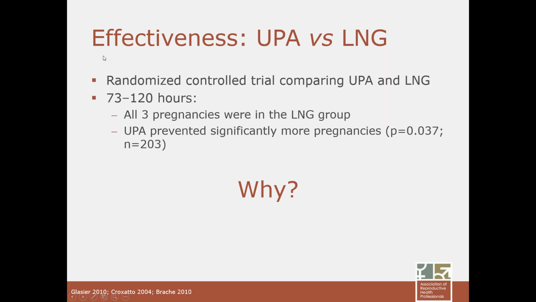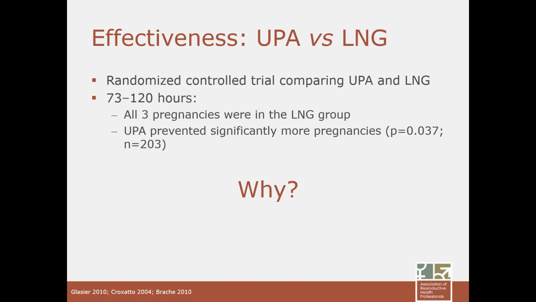So if we think now about the effectiveness of Ulipristal versus Levonorgestrel, the two more commonly utilized pill forms of emergency contraception. Ulipristal appears to be more effective than Levonorgestrel in a randomized clinical trial comparing the two regimens. UPA prevented significantly more pregnancies than did Levonorgestrel. So in this study, which was between 72 and 120 hours after unprotected intercourse, all the pregnancies that were found in the study occurred in the Levonorgestrel group. So UPA is significantly more effective.